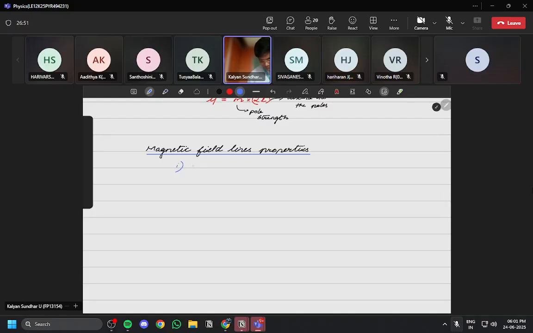Right. Tangent to the field line will represent the direction of magnetic field at that point.